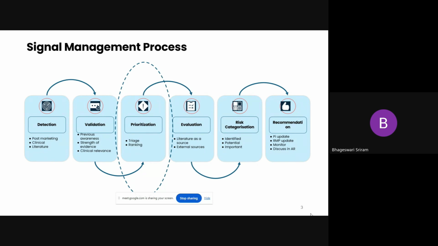So it's followed up with evaluation or assessment, where the valid signals we want to either confirm or refute. If it's confirmed, then it goes further for categorization and recommendation, and based on the categorization and recommendation, a whole bunch of downstream activities get triggered.